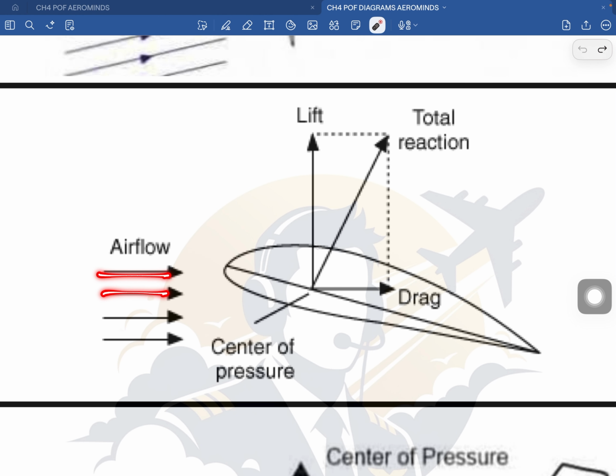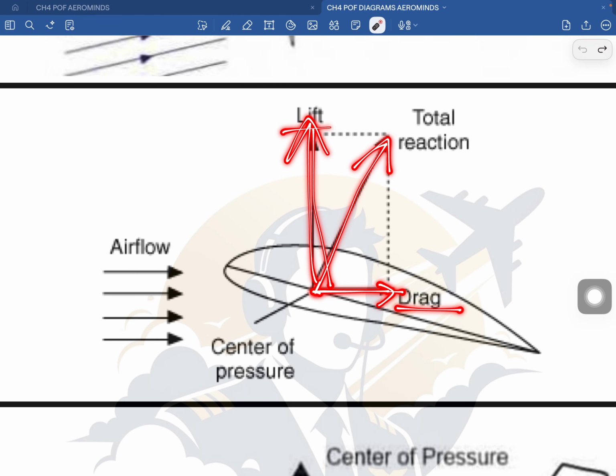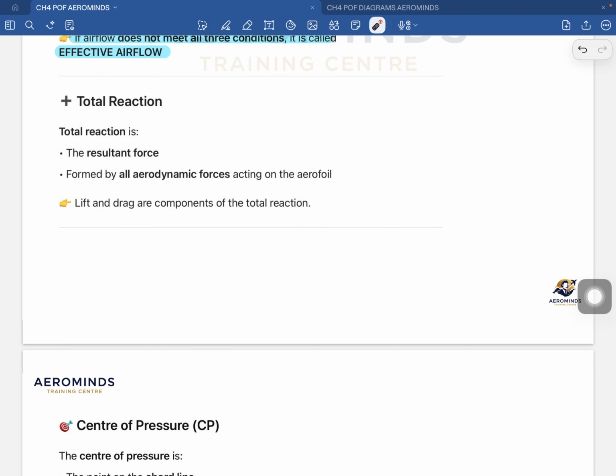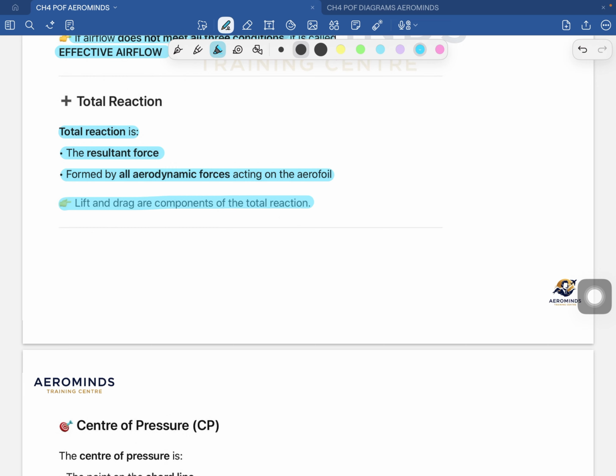Now comes the airflow. This is the relative airflow. This will be the drag. This will be your lift, and this will be your resultant. So this is your vertical component. This is your horizontal component. Drag, lift, total reaction. I hope you guys got it. So remember this. The concept is very important here. So total reaction is the resultant force, and it is formed by all the aerodynamic forces which are acting on the aerofoil, and the lift and drag are components of the total reaction. Okay, so that is it for the total reaction.